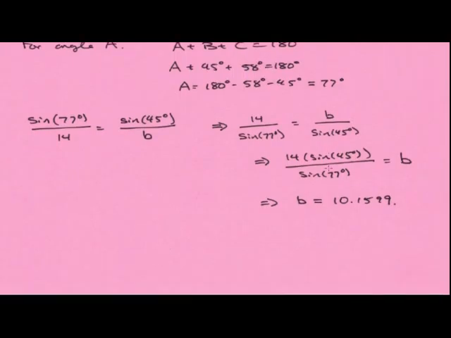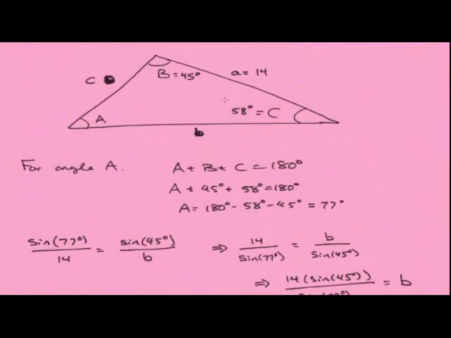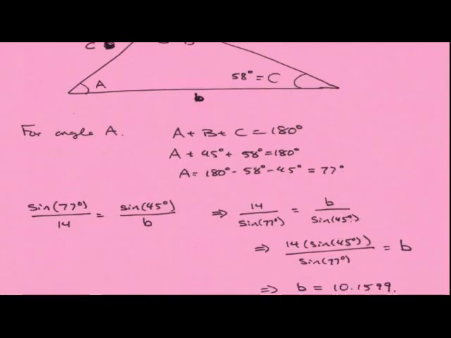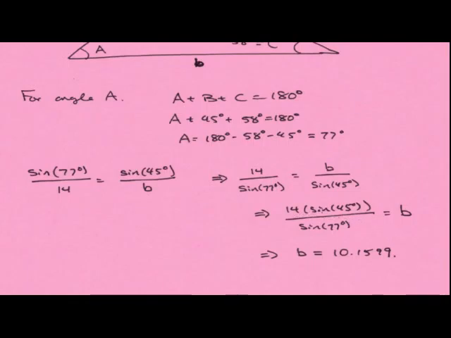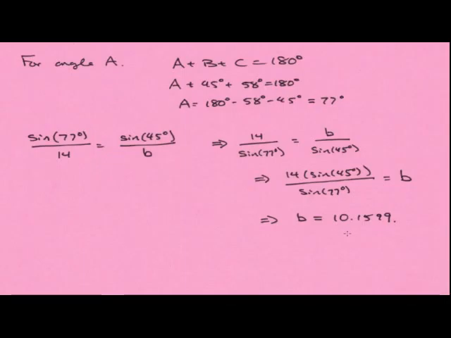Well, now we're really using the law of sines, where we know that the sine of 77 degrees, so that's angle A, over the length of side A, 14, is equal to the sine of 45 degrees over the length of side B. If we solve this for B, we see that B is going to be equal to 14 times the sine of 45 degrees divided by the sine of 77 degrees. Plugging those values into our calculator, we end up with B being approximately 10.1599.